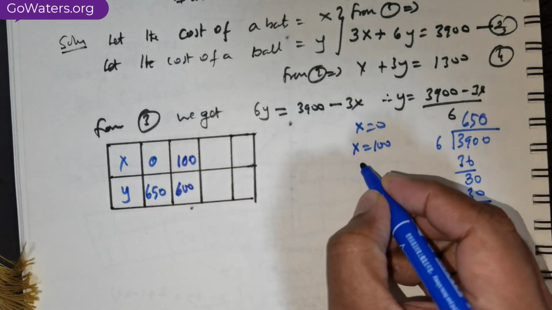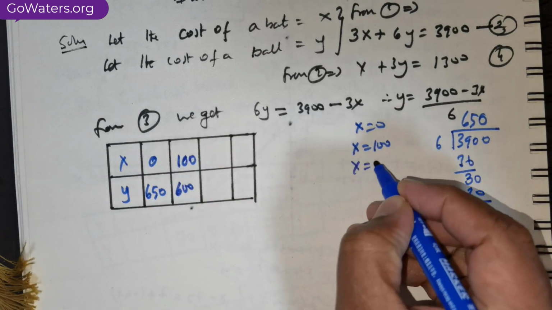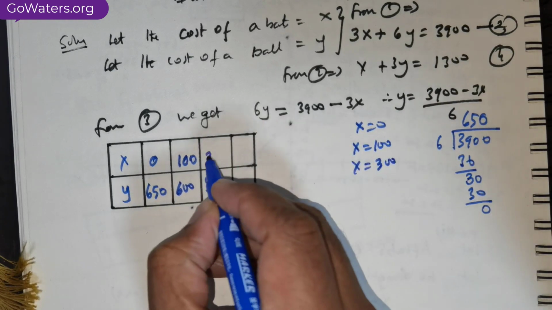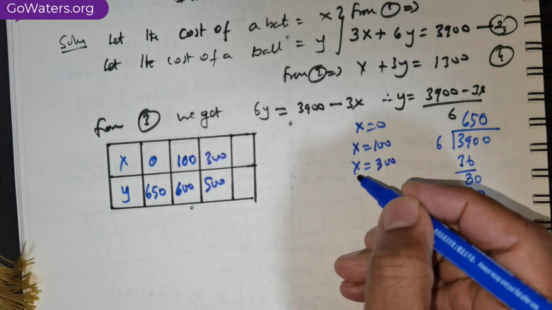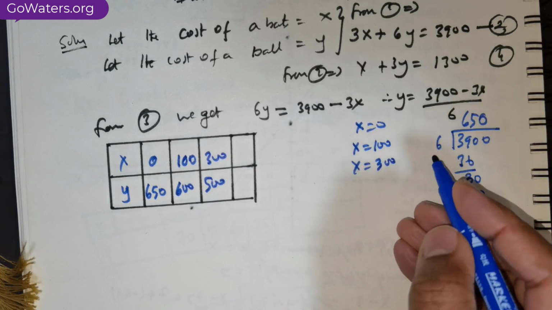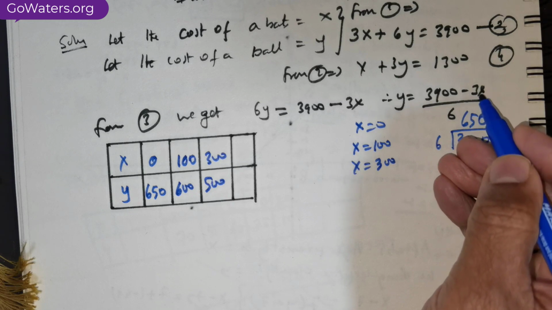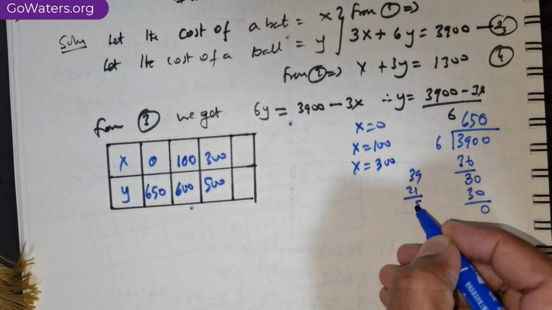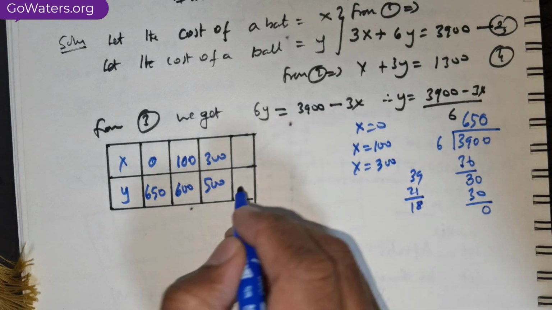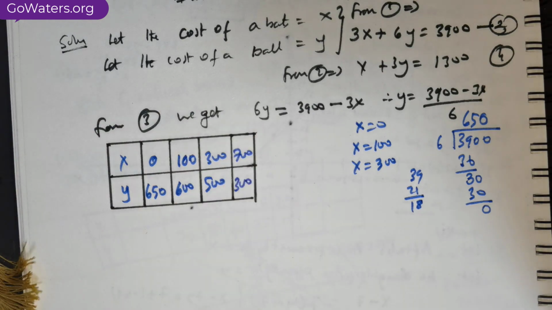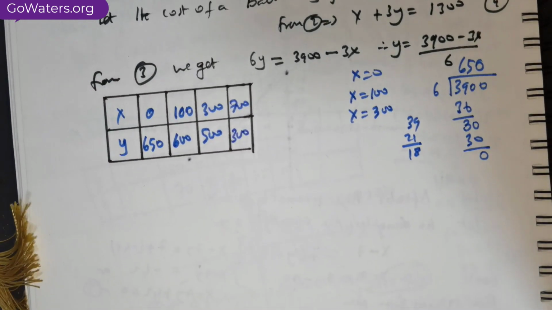Similarly, I'm going to take x to be equal to 300, and that would give me 500, right? So the next value would be x being equal to 700. If I were to take 700, 7 times 3 is 21. So from 39 you take 21, you get 8 and a 1. So that would mean you get 300 here. So this is the tabular column for the first system.